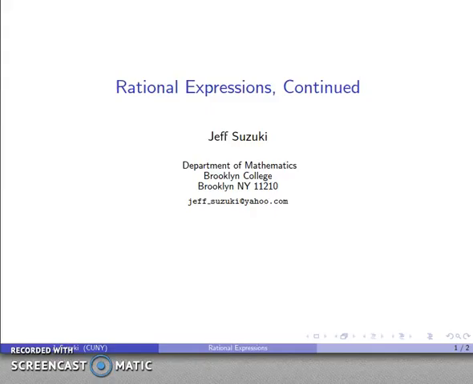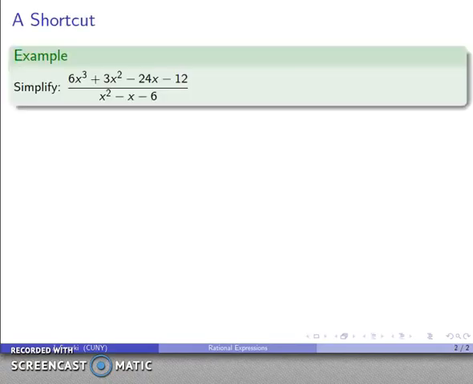So one important thing to keep in mind about doing mathematics is not to get lost in pushing symbols around on paper, but to remember why you're doing what you're doing. And this is particularly true in, well, everything, but we'll take a look at this as an example in terms of rational expressions. So again, let's consider the problem of simplifying this rational expression.